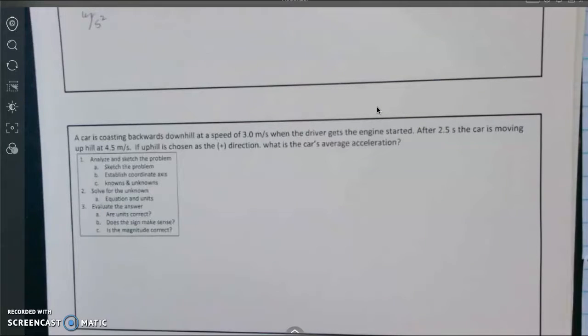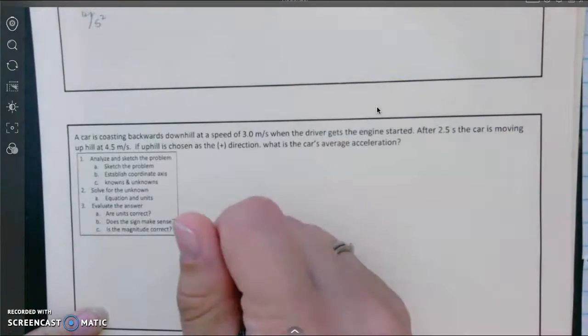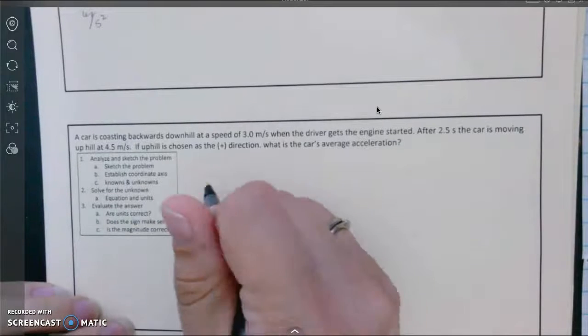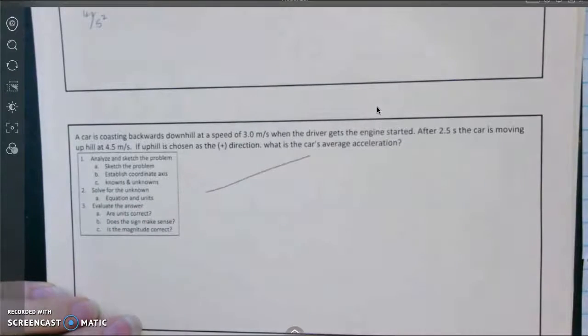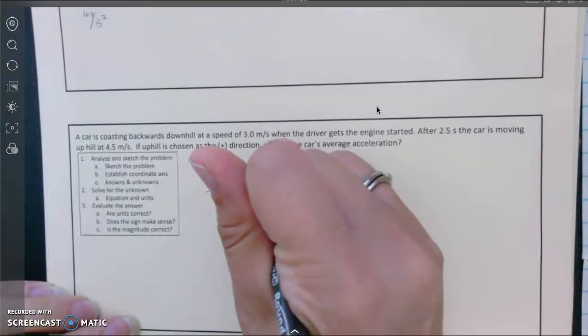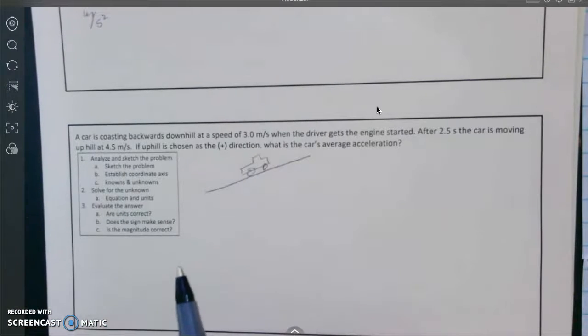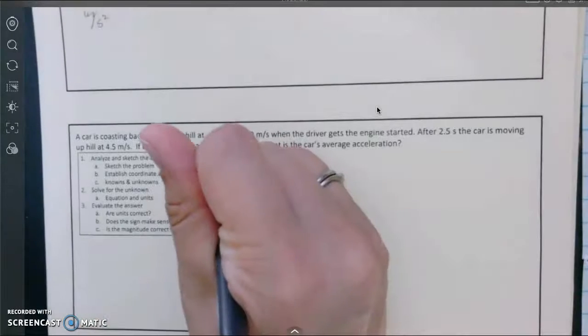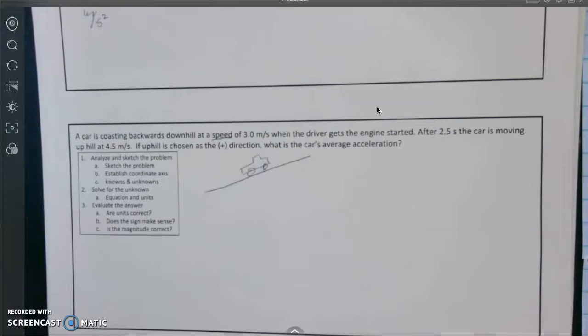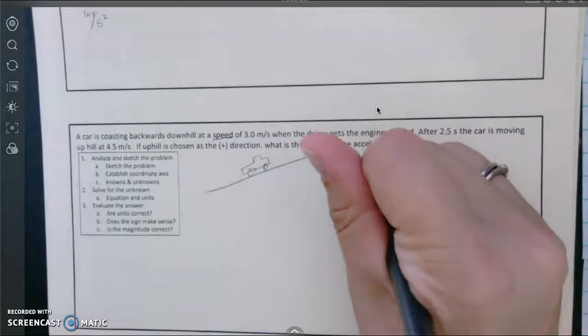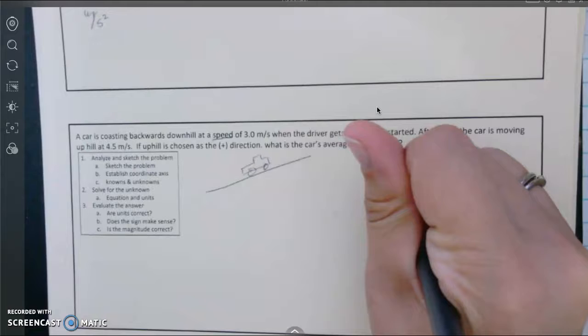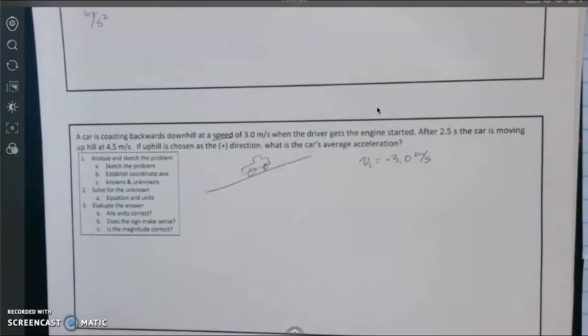So let's draw a picture. So backwards down the hill. Here's our hill. Here's our vehicle. Okay, so at first, the car is coasting backwards down the hill at a speed. Notice carefully, we're using the word speed here, not velocity, of 3 meters per second. And so my velocity initial is actually negative 3.0 meters per second because this speed is occurring in the negative direction, because we're saying down the hill is negative.